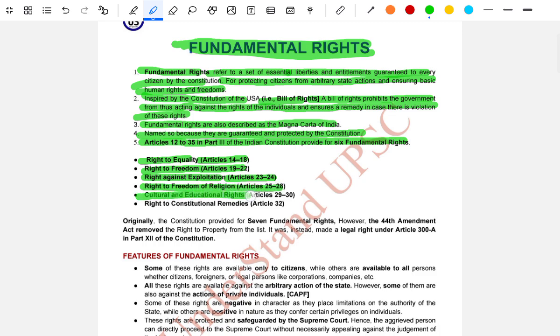cultural and educational rights, Articles 29 to 30; and the right to constitutional remedies, Article 32. Originally the Constitution provided for seven fundamental rights. However, the 44th Amendment Act removed the right to property from the list. It was instead made a legal right under Article 300A in Part 12 of the Constitution. Features of the fundamental rights.